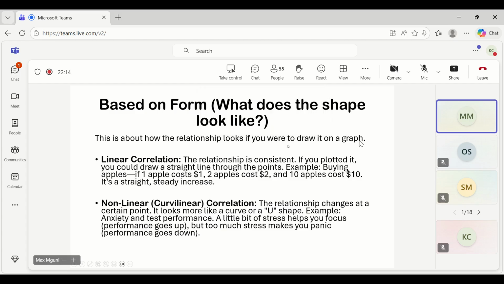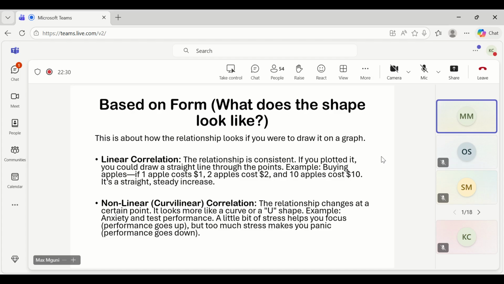If you plotted it, you could draw a straight line through the points. For example, buying apples: if one apple costs $1, then 2 apples cost $2, and 10 apples would cost $10. So this is a linear correlation. It's a straight and steady increase.